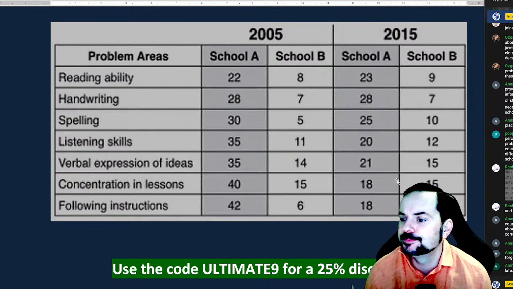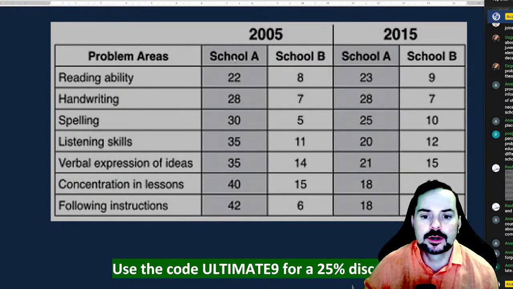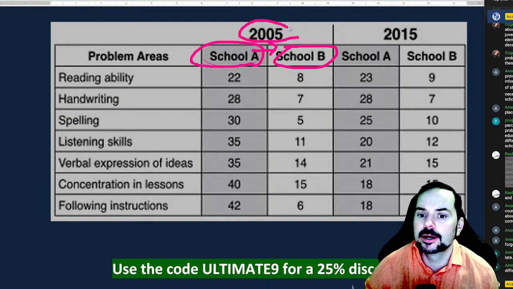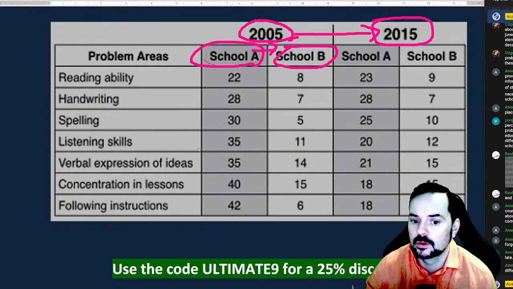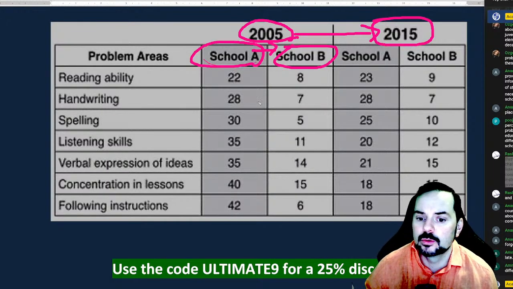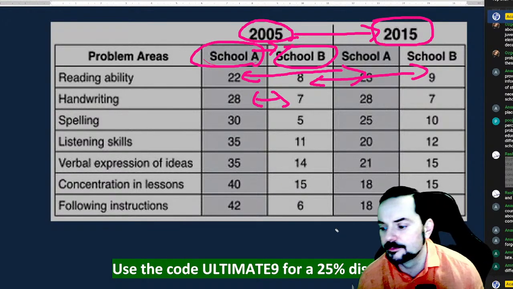So, okay. So here, hopefully what you're thinking is, okay, well, what we're comparing here is we're comparing school A to school B, right? And also we're comparing 2005 to 2015, okay? Right? So we can make this comparison, and then we can make this comparison. Okay? Yeah, very good, Amu. A and B.